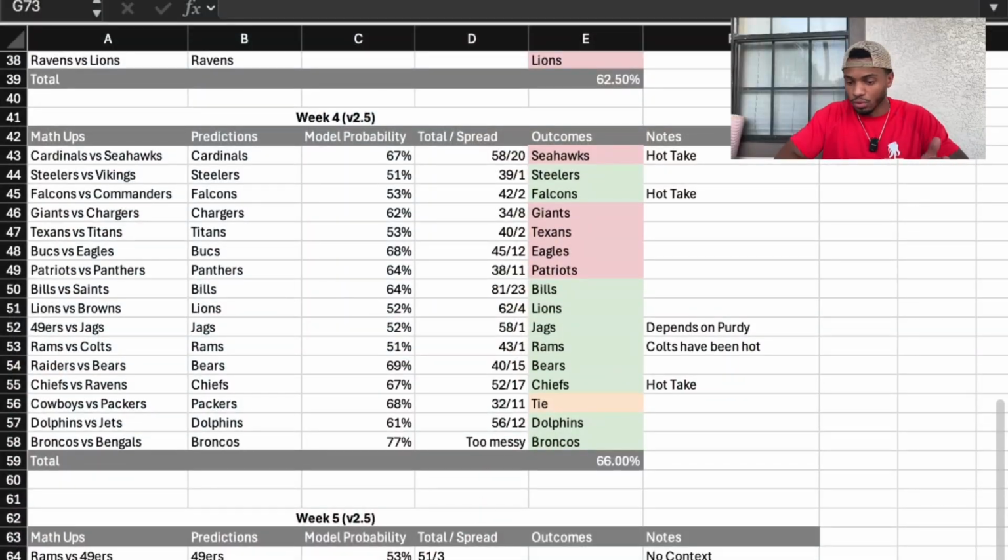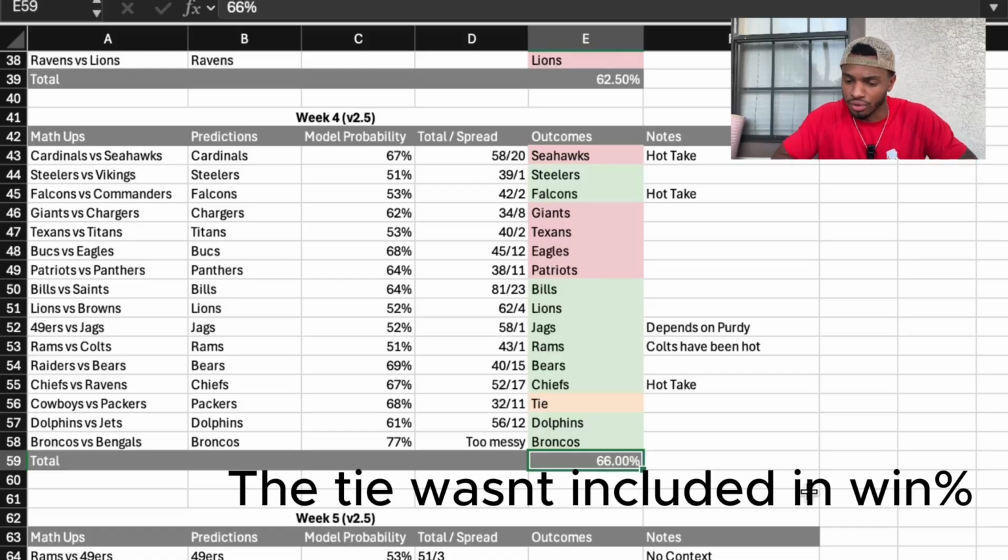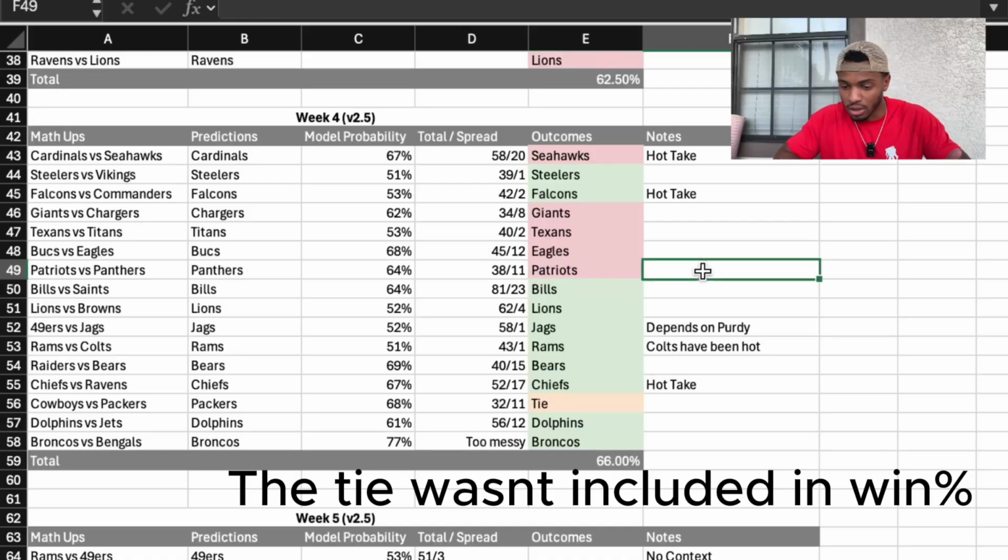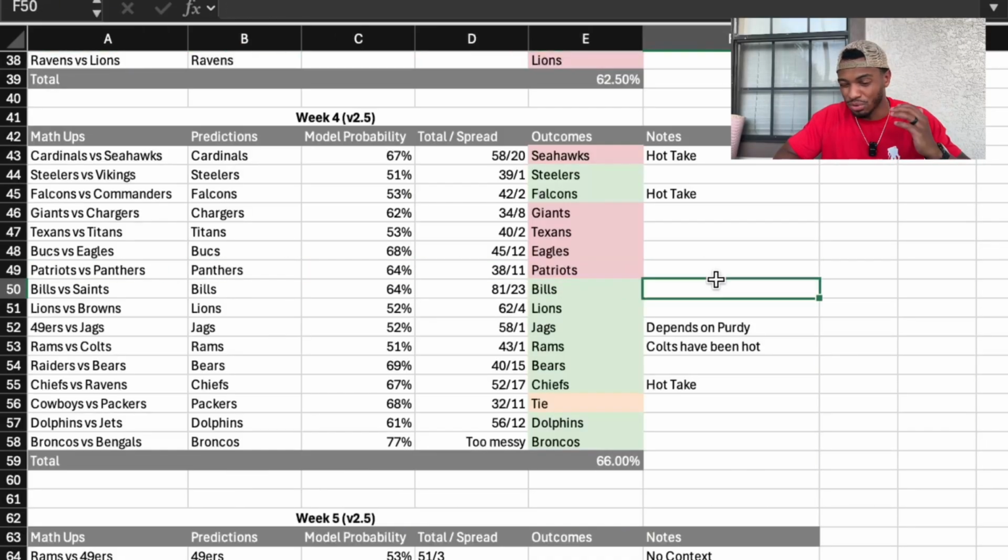So this is what happened for week 4. I didn't make a video. I was busy moving, but you can see that we had a 66% correct prediction rate, right, for week 4. We had a couple upsets, maybe some ones that were a little more obvious in hindsight, right? The Panthers versus the Patriots. The Patriots have been really, really hot.